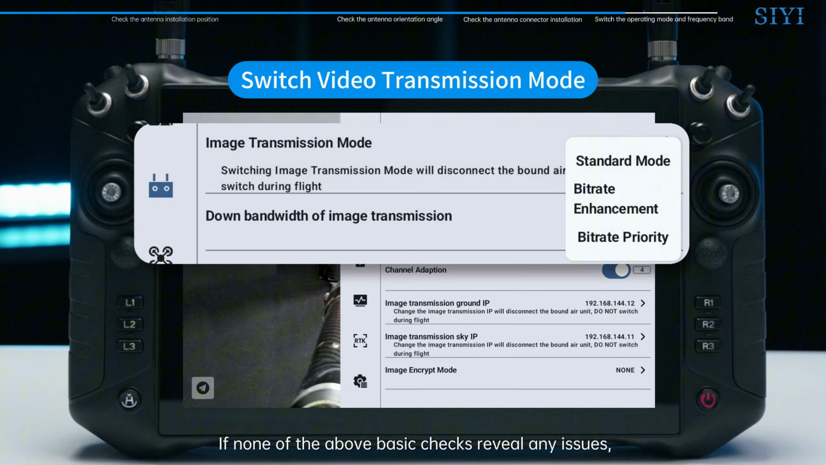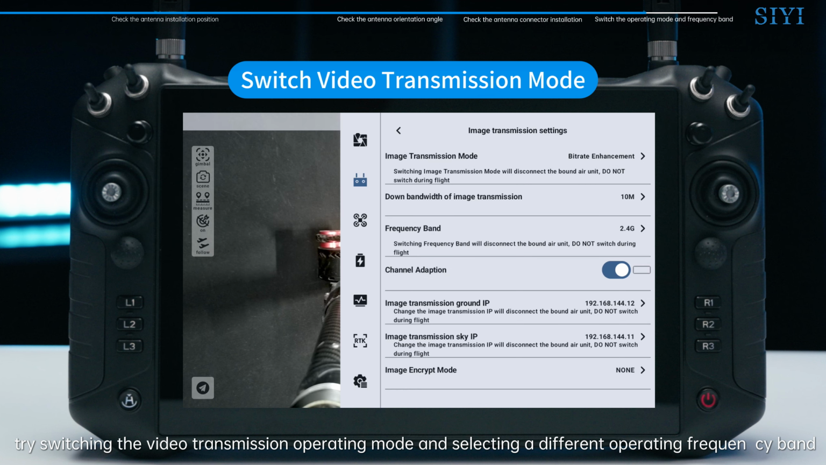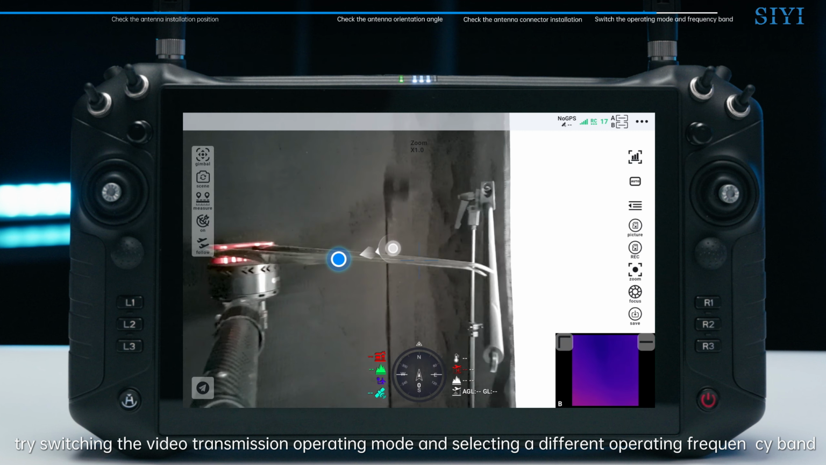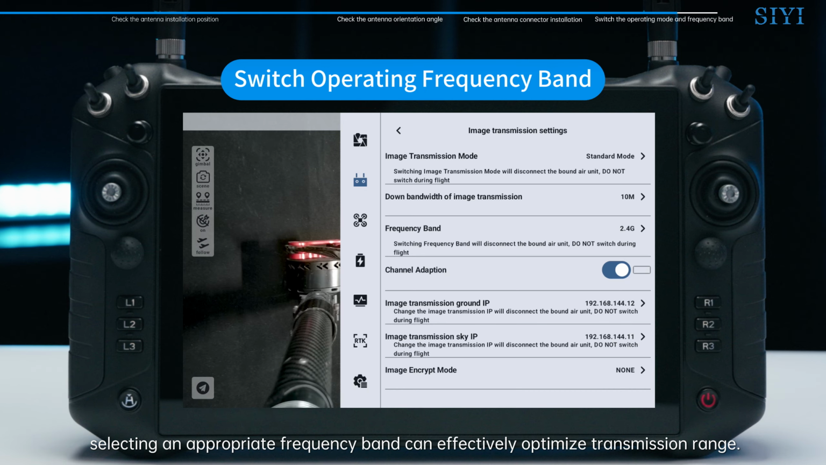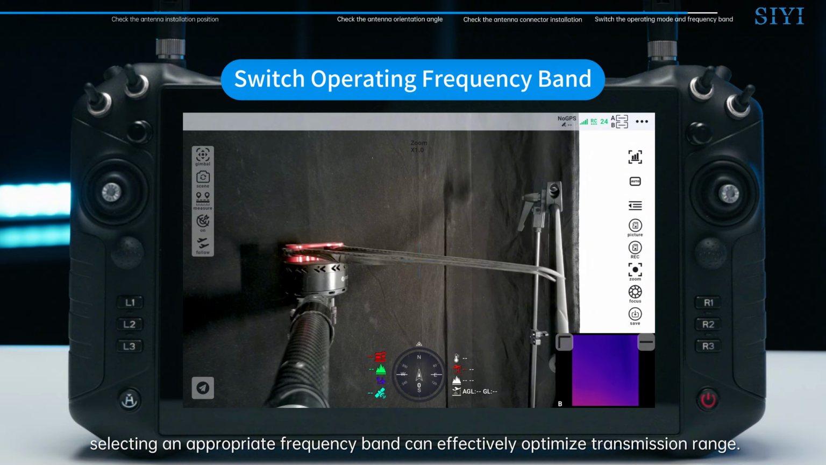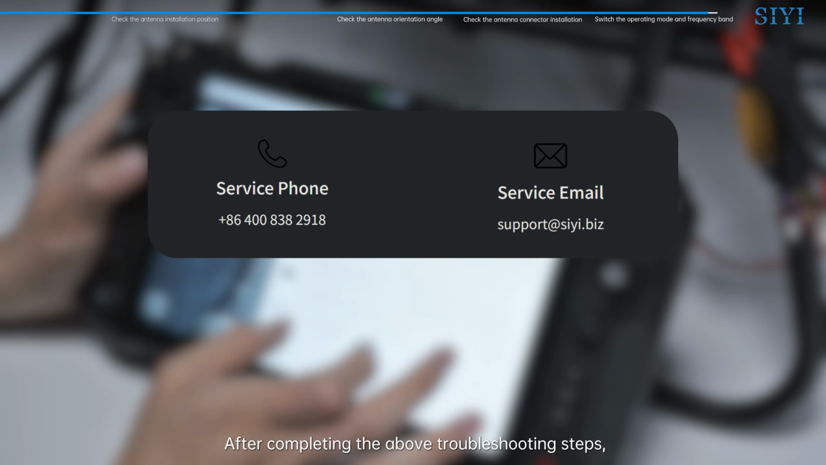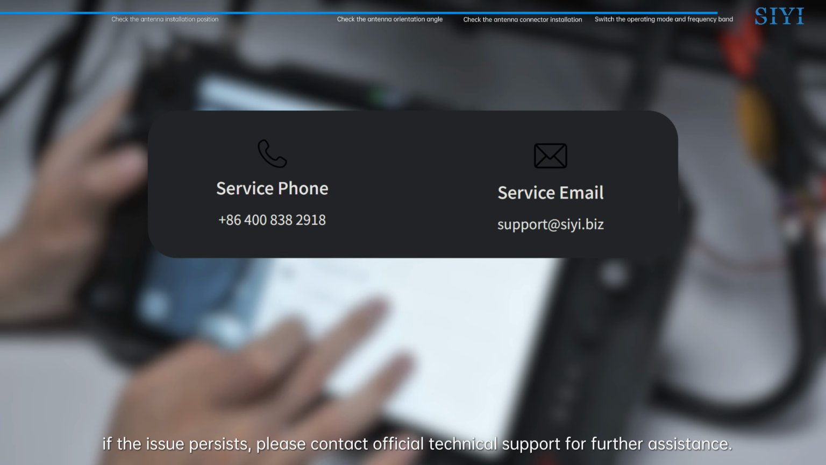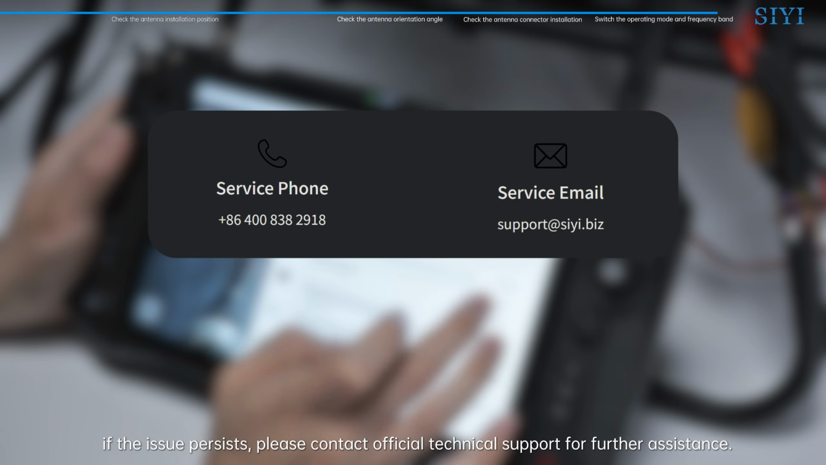If none of the above basic checks reveal any issues, try switching the video transmission operating mode and selecting a different operating frequency band. In different interference environments, selecting an appropriate frequency band can effectively optimize transmission range. After completing the above troubleshooting steps, if the issue persists, please contact official technical support for further assistance.